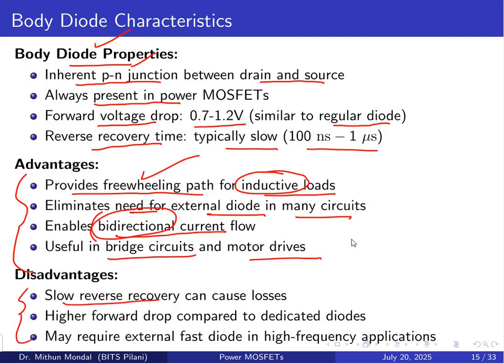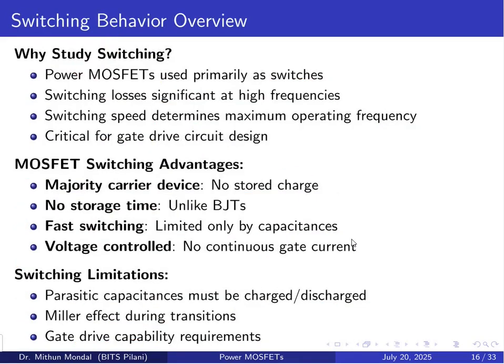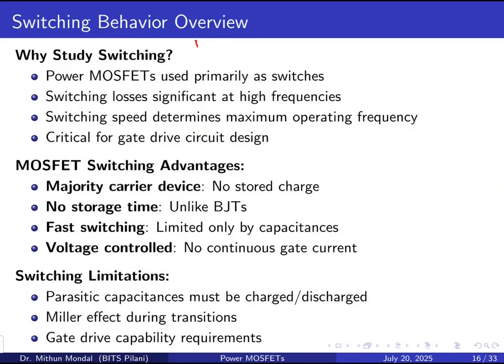There will be slow reverse recovery that causes losses. The forward drop is higher compared to dedicated diodes, and it may require an external fast diode in high frequency applications. When we require very fast diode applications, it may be slow in that category and it may be a disadvantage for such applications. So now we will discuss the switching behavior.